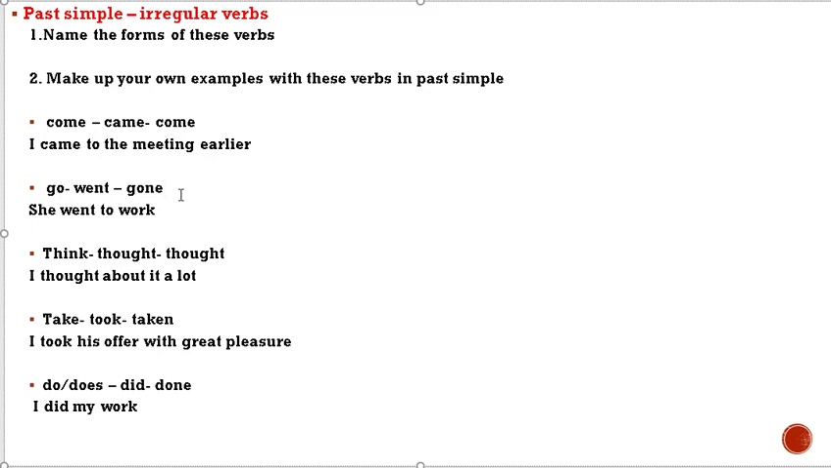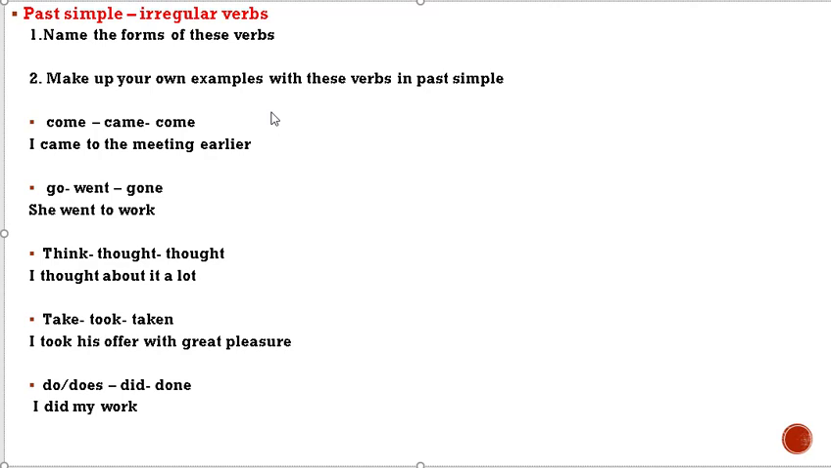Go, went, gone. Example, she went to work. Think, thought, thought. Example, I thought about it a lot. Take, took, taken. Example, I took his offer with great pleasure. Do or does, did, done. Example, I did my work.